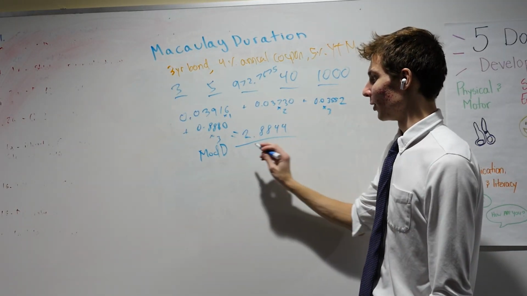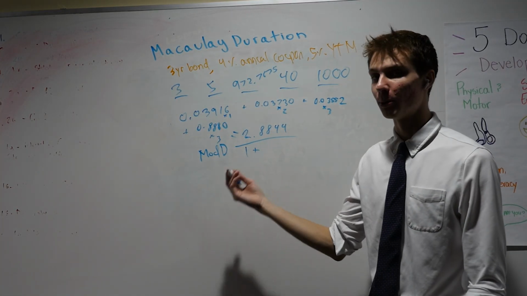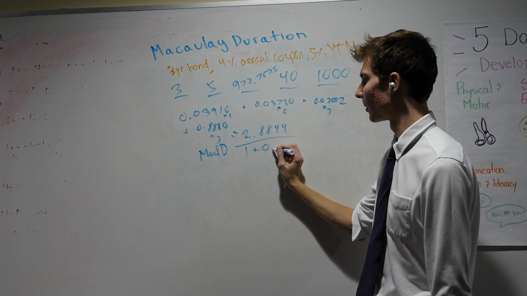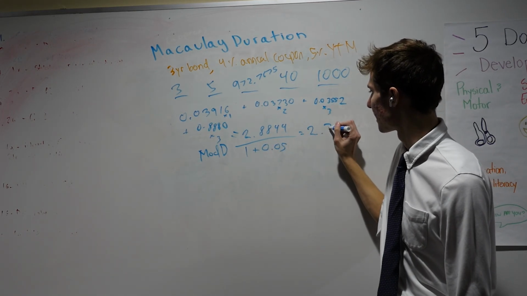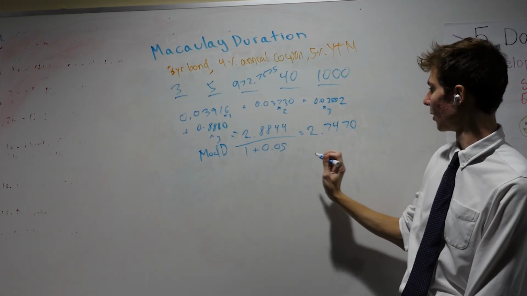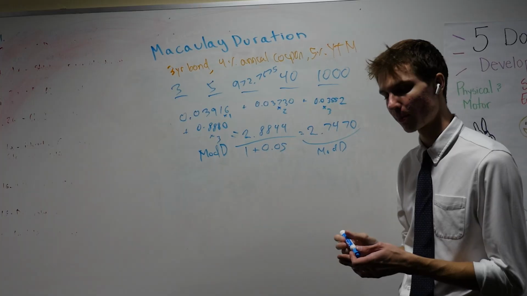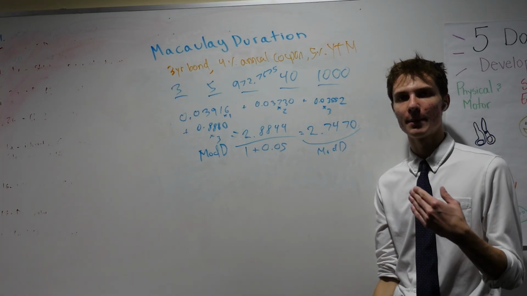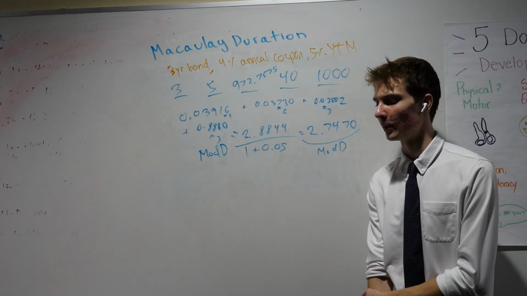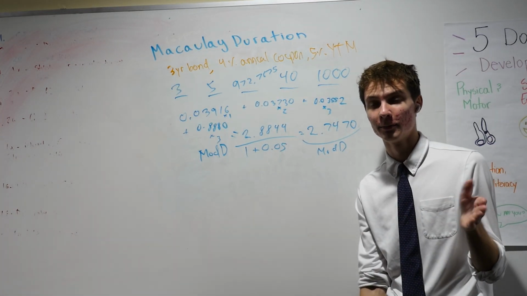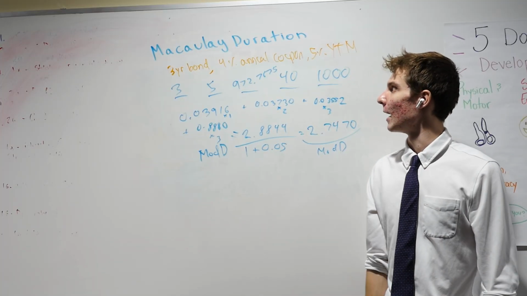2.8844, that's the MacD. So you do Macaulay duration divided by 1 plus whatever the yield to maturity is in the problem. So in this case, 1.05, so 5%. And then once you do this, you get 2.7470. So that's the mod D. That's the modified duration. Super simple. Modified duration, again, will never be bigger than your Macaulay duration. And you can see that in pretty much every single problem. Assuming a positive yield to maturity. If it's negative, why are you investing in the bond? I don't know. But, yeah.